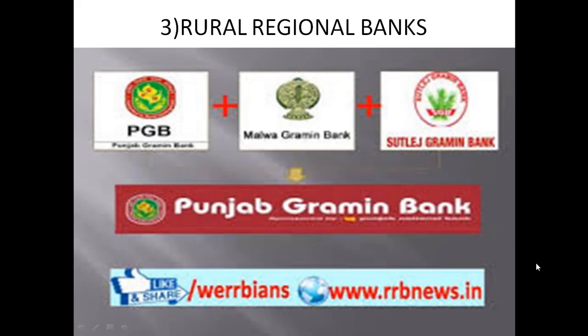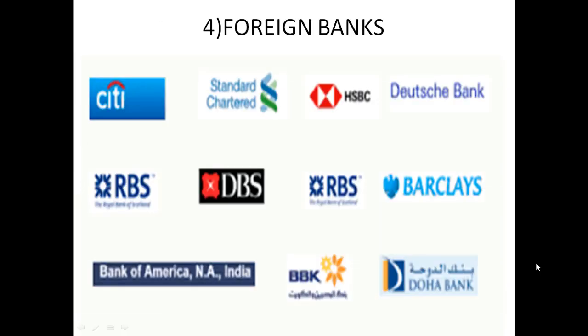Third one is regional rural banks. Regional rural banks are Indian scheduled commercial banks operating at regional level in different states of India. They have been created with a view of serving primarily the rural areas of India with basic banking and financial services. Here, the ownership of RRBs is divided like this: Government of India 50%, 35% sponsor bank, and the remaining 15% state government.